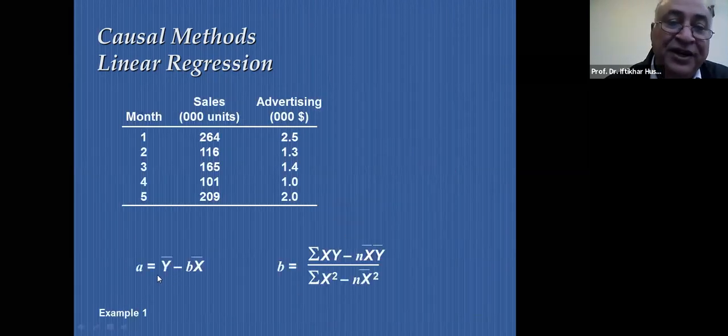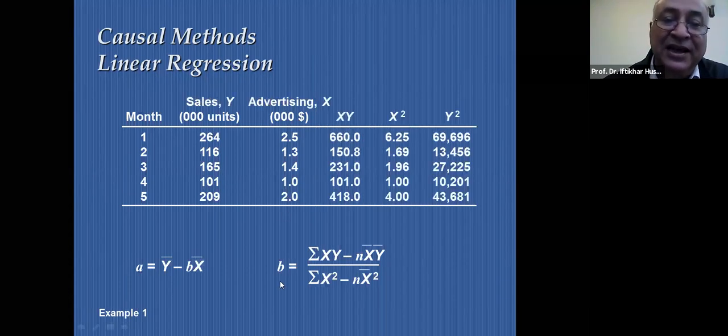Calculated. So in order to find A, which is the y-intercept, that is equal to y bar minus b x bar. Y bar, obviously you can make this y, this one x, and in the slope, since we need the interaction of x and y, that is shown in the slope: sigma xy minus n x bar y bar, divided by sigma x square minus n x bar square. So to get these interactions, they are multiplied first in this table. This is y, x, xy, x square, y square. These are actually needed while calculating the y-intercept and slope.